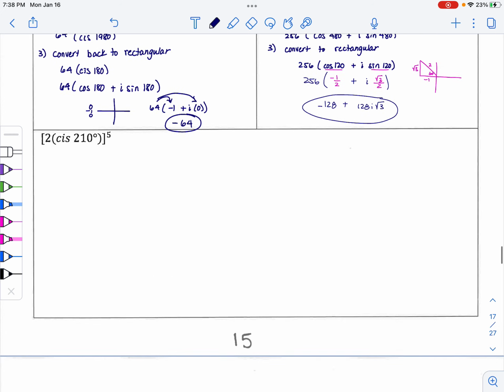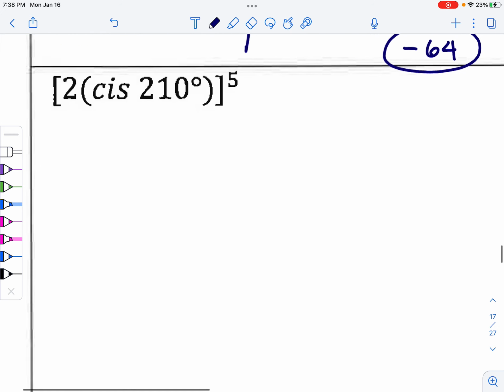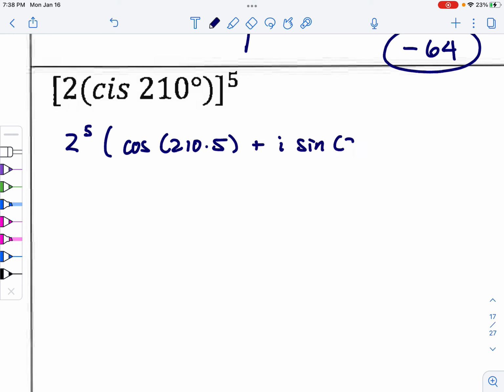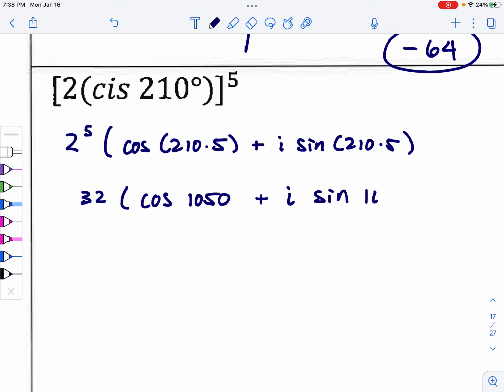All right, so here we go. Last example of the day. Right now, already written in polar, so I don't have to do that conversion yet. I do need to switch this back to rectangular, but I can go ahead and start my work with just this 2 to the 5th multiplied by cosine of 210 times 5 plus I times the sine of 210 times 5. 2 to the 5th is 32 times the cosine of 210 multiplied through by 5 gives me 1050. I'll deal with coterminals here in a moment. Times sine of 1050.